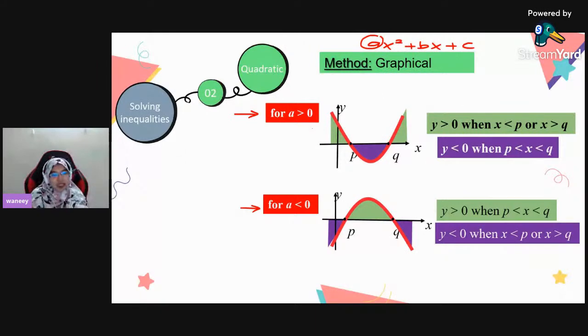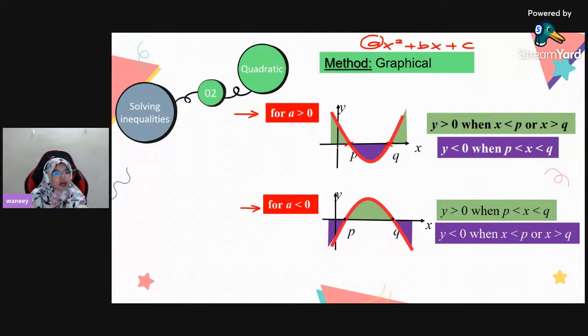Okay, so see this one, the first one. See your curve over there. Those p and q are the critical values that you find after you factorize them. Bila factorize, cari root dia berapa kan? So those are p and q.